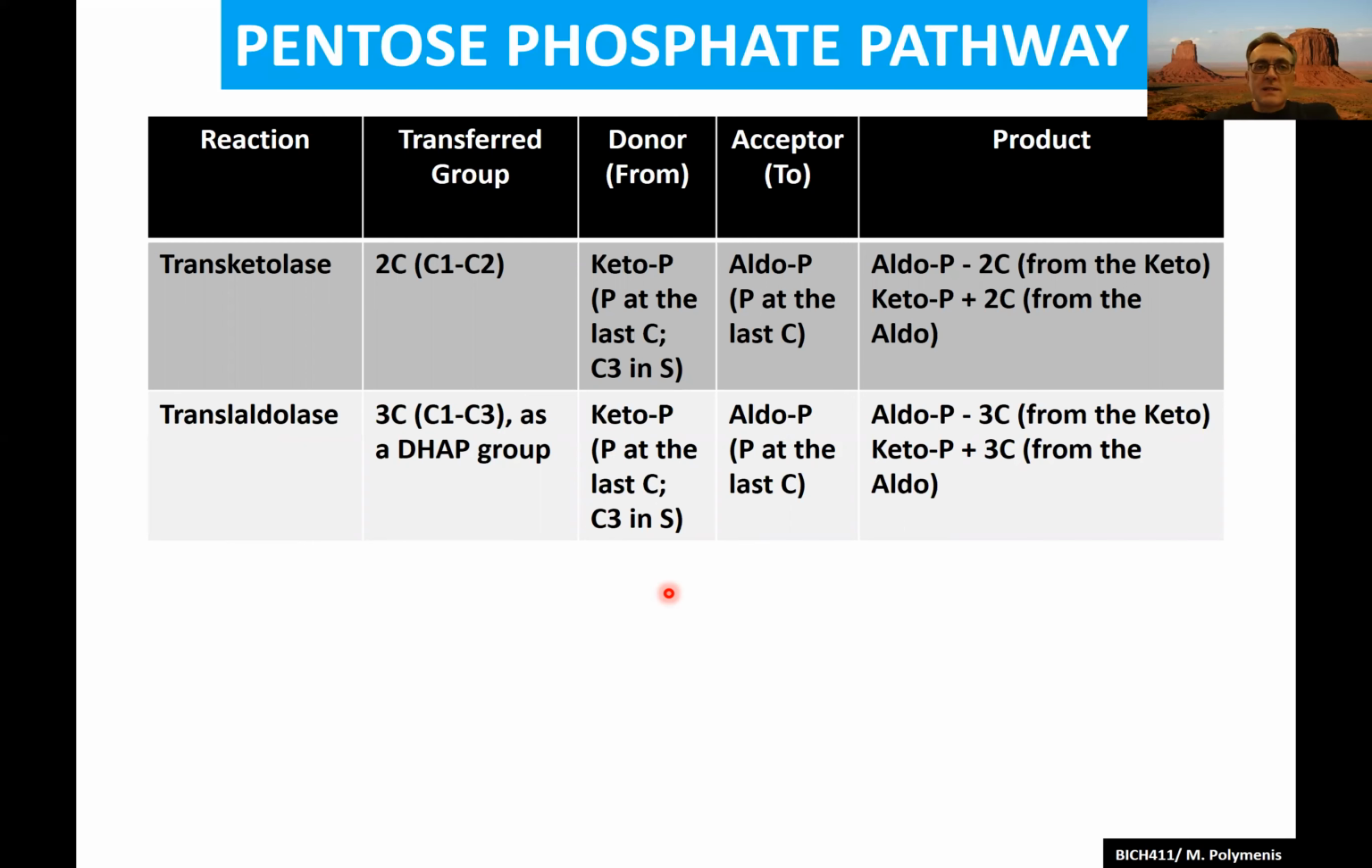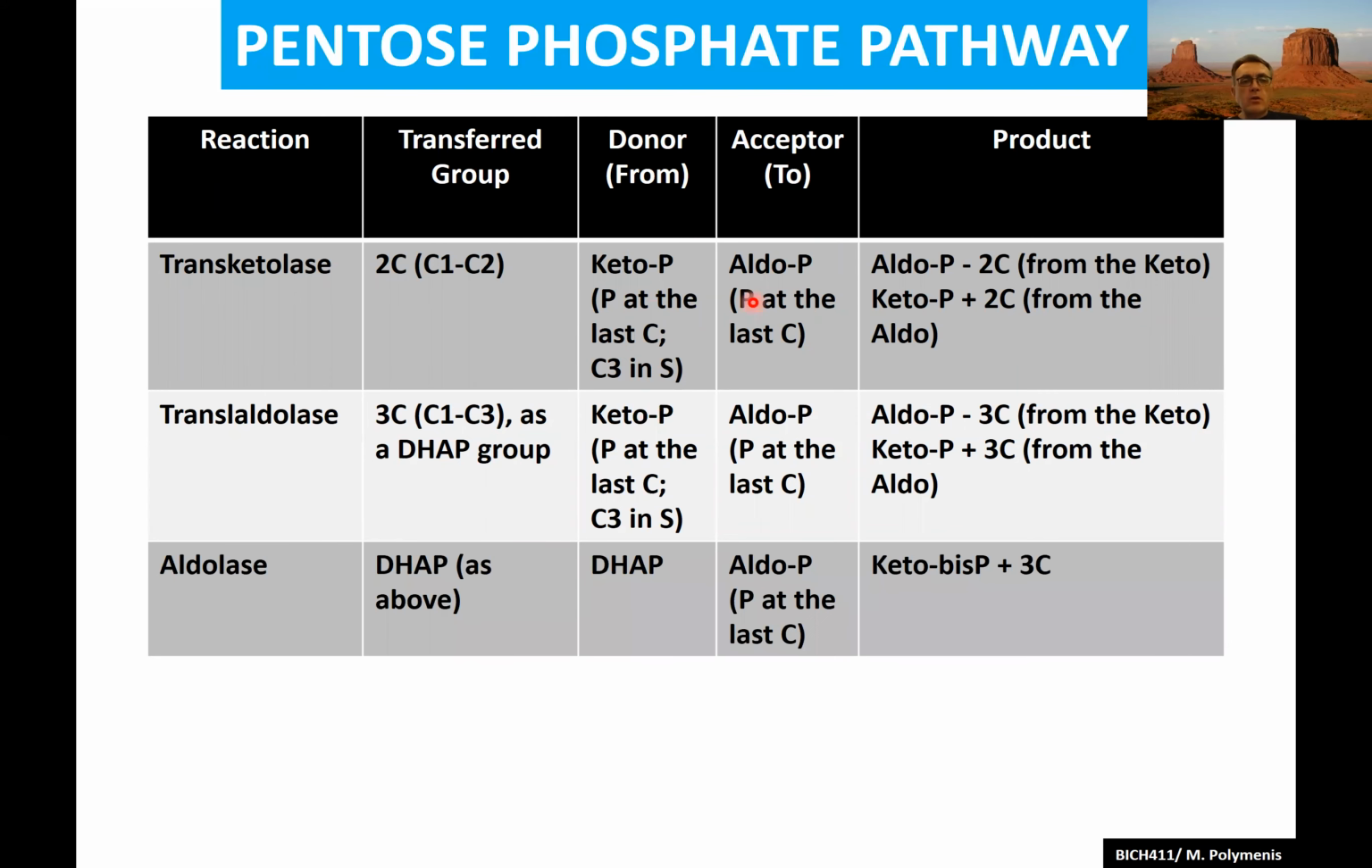The donor, again, just like transketolases, is a keto sugar. It has to be, of course, phosphorylated at the last carbon, and the C3 has to be in the S configuration, just like transketolases. So the donor requirements are really the same between transketolase and transaldolase, but what gets transferred is different. The transfer group is just 2 carbons in transketolase, 3 carbons in transaldolase. And both enzymes put that onto an acceptor, which is always an aldo sugar, an aldose. So the carbonyl at the very end. All right. Aldolase, as I said, is a special case of transaldolase. Just the donor and the transfer group is actually DHAP itself.